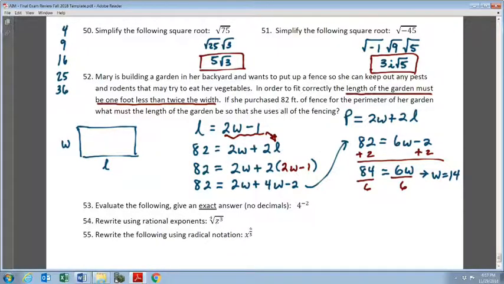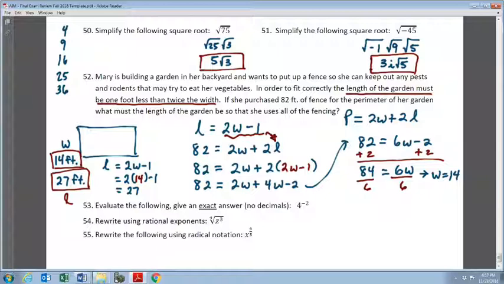Now we weren't asked to find the width. It actually said to find the length, although we normally find both. So we know our width is 14 feet. Our length is 2 times the width minus 1. So let's plug in the 14 that we just got for the width. 28 minus 1 is 27. And so our final answer for the length is 27 feet.